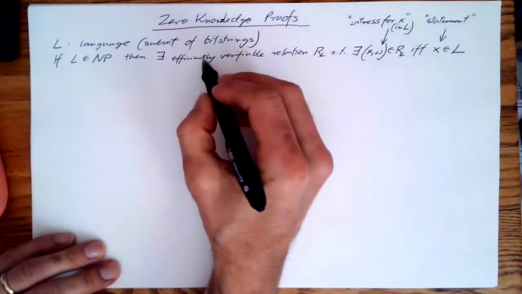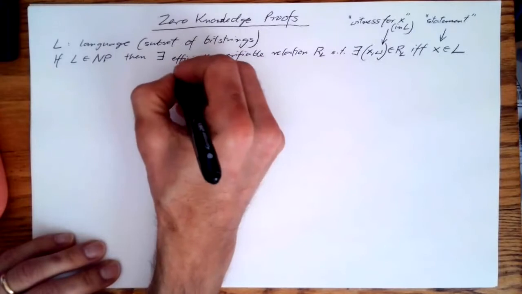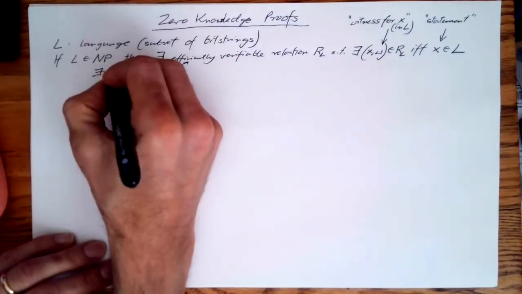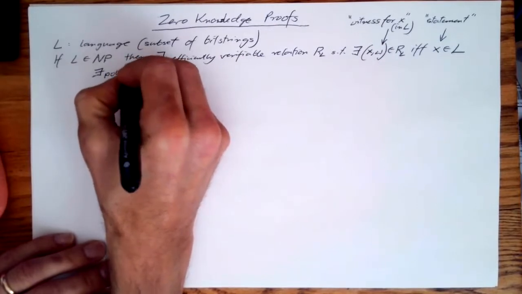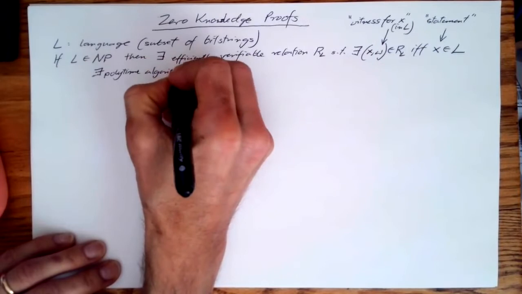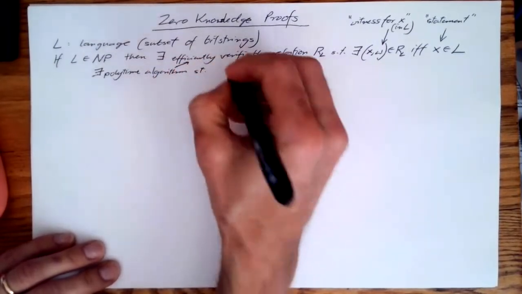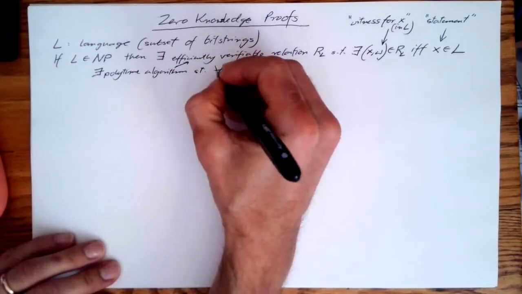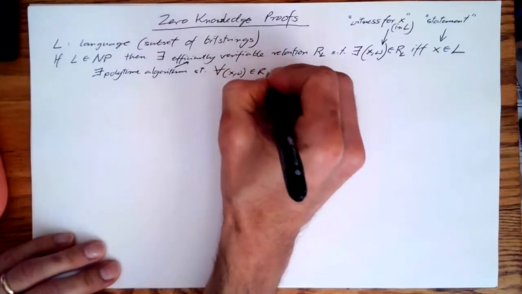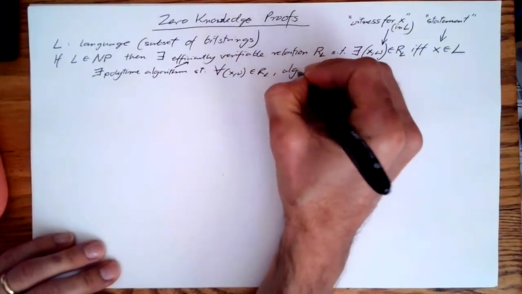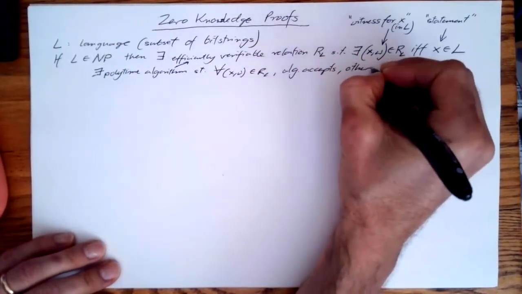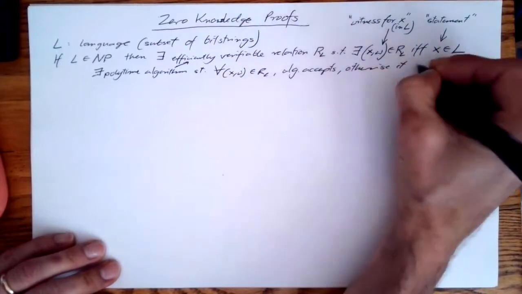So what does it mean that it's efficiently verifiable? That means that there exists a polynomial time algorithm such that for every (x, w) in R_L, the algorithm accepts, otherwise it rejects.